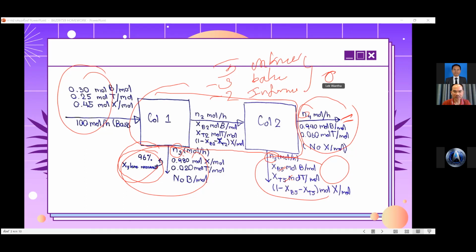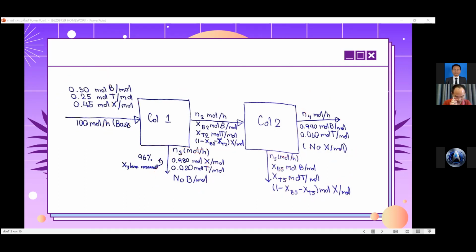You can make the full balance, and also you can do the balance around column 1. Okay, how many unknowns around column 1? How many unknowns if you balance around column 1? Are you hearing me? Okay. How many unknowns for the column 1, around the column 1? There are 4.